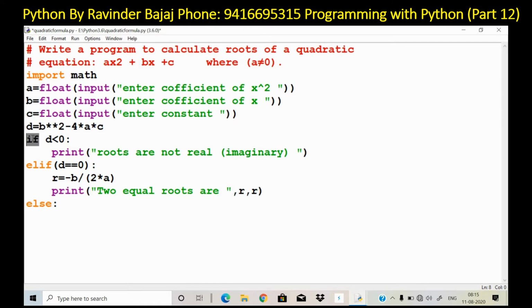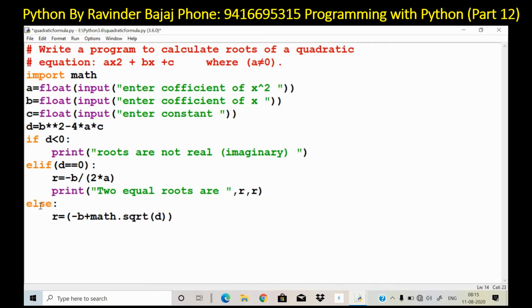Here, if d is less than 0, then roots are imaginary. Else, if d is equal to 0, then two equal roots are there. Else means this condition is false as well as this condition is false. So two conditions are false. That's why it will come in the else statement. Now in this else statement, you will say that roots are real and distinct.